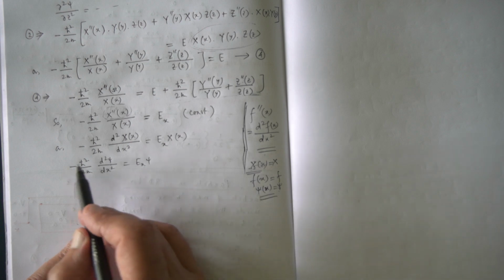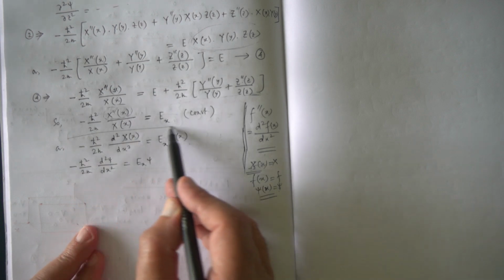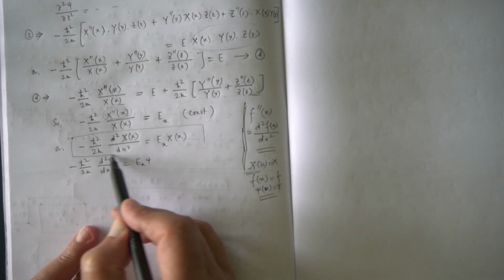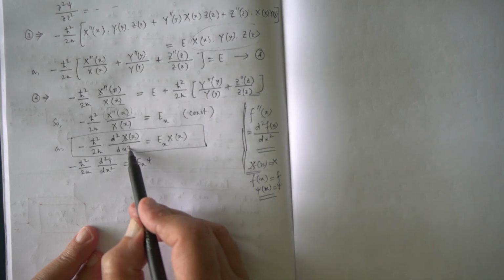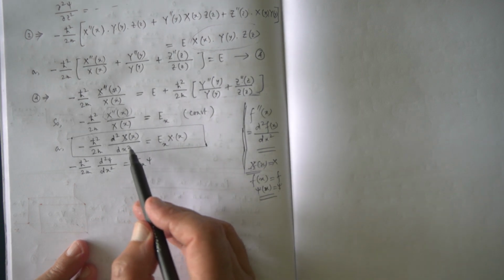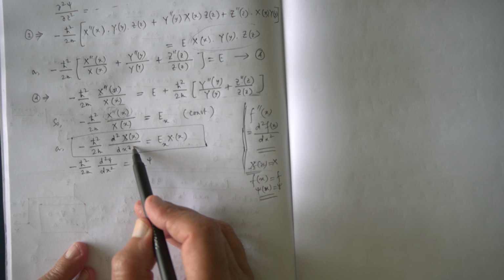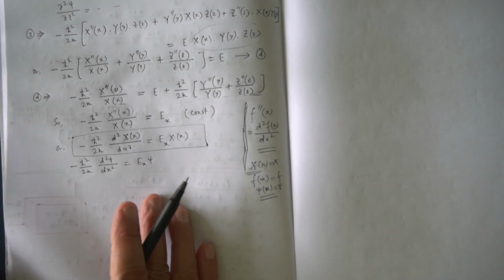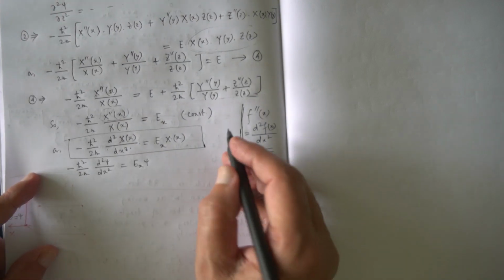So what does this equation represent? This equation represents a particle in a one-dimensional box. This is equation 5.